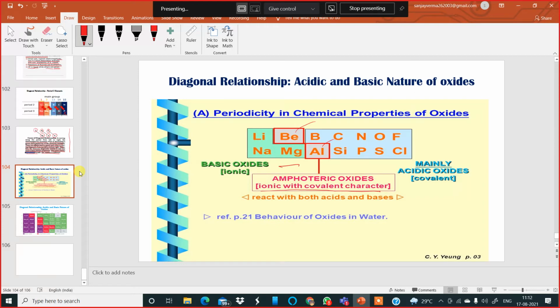But if you come this side, the oxides of lithium and magnesium are ionic. If you come this side, the oxides of other elements are mainly acidic in nature and they form covalent compounds. The amphoteric oxides react with both acids and bases to form salt and water. So this was the diagonal relationship comparison, acidic and basic nature of oxides, on the basis of these characteristics.